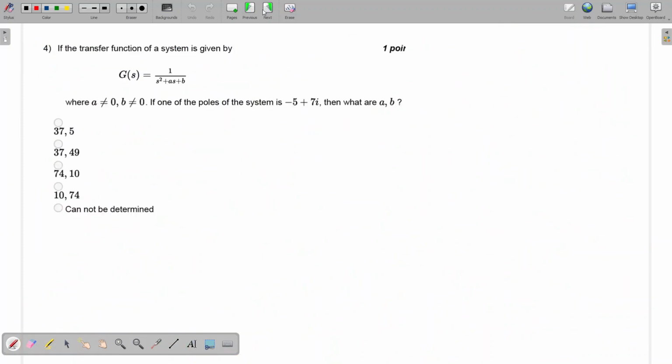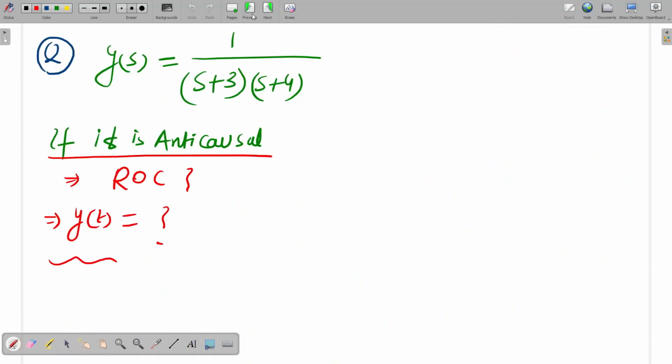Now I'll give you 2 or 3 minutes of time. You can try this question. What should be the ROC and what should be y(t)? ROC sigma less than minus 4. Yes, correct. So for this one, the poles are minus 3 and minus 4, so it will be sigma less than minus 3 and less than minus 4. Total will be sigma less than minus 4. Correct. Now we can find y(t).